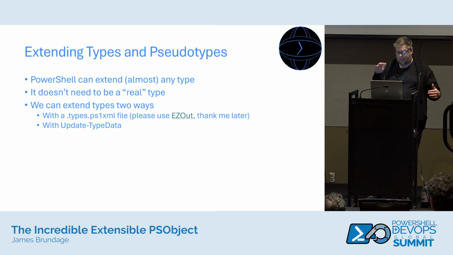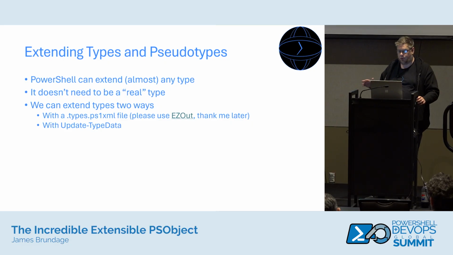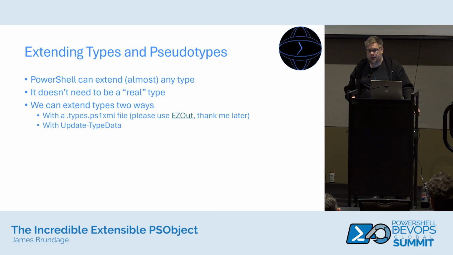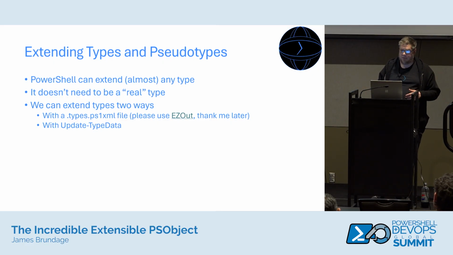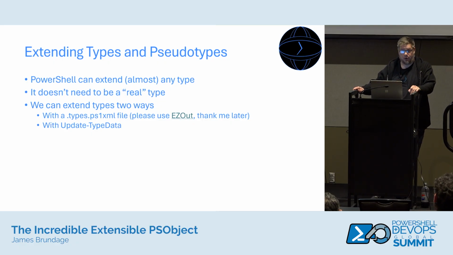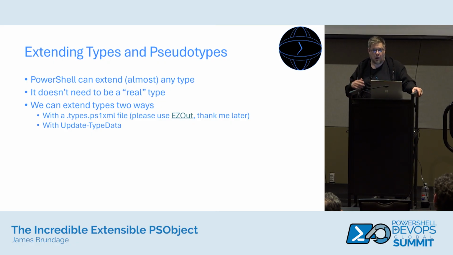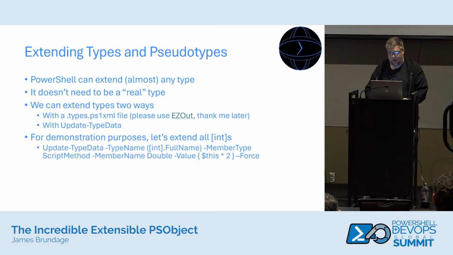There is a speed benefit to loading things with types.ps1xml. There's also some exclusivity. That is, if you try to overwrite a type that already exists with this when you import a module, it'll complain. Update-TypeData, you can directly force an update. The other trade-off is that a types.ps1xml is not debuggable because it's an XML file. I mean, you can only do so much. But Update-TypeData is. So if you are just developing these ad hoc or want to be able to debug, Update-TypeData is a pretty good friend. So for demonstration purposes only, let's go ahead and extend all ints.